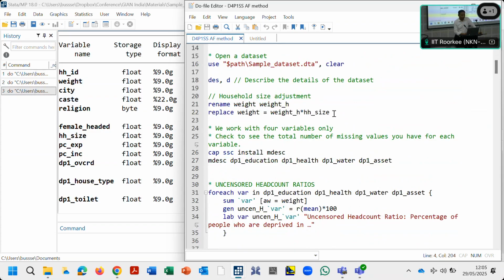So first things first, did you understand the idea of sampling weight? Everybody? Yes? No? Who has not understood the idea of sampling weight? Please raise your hand. Okay.